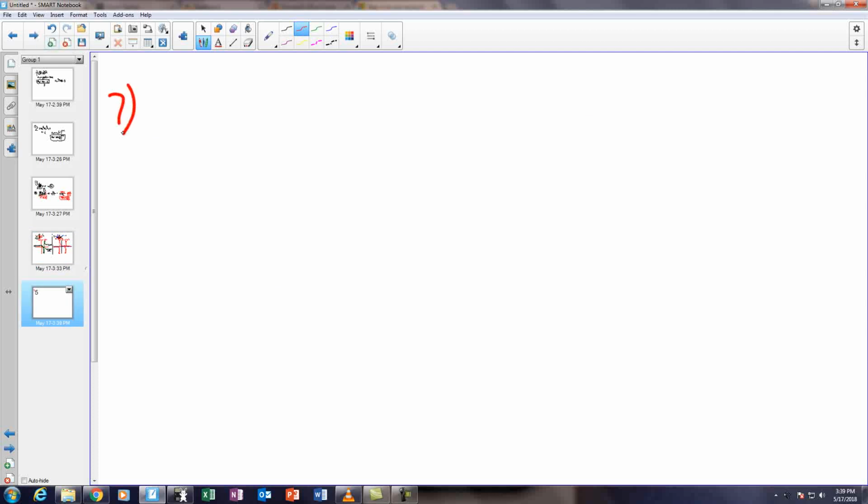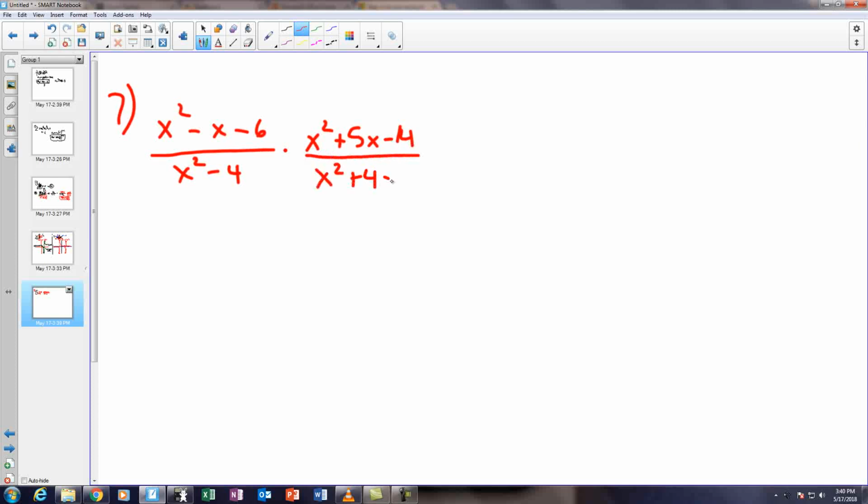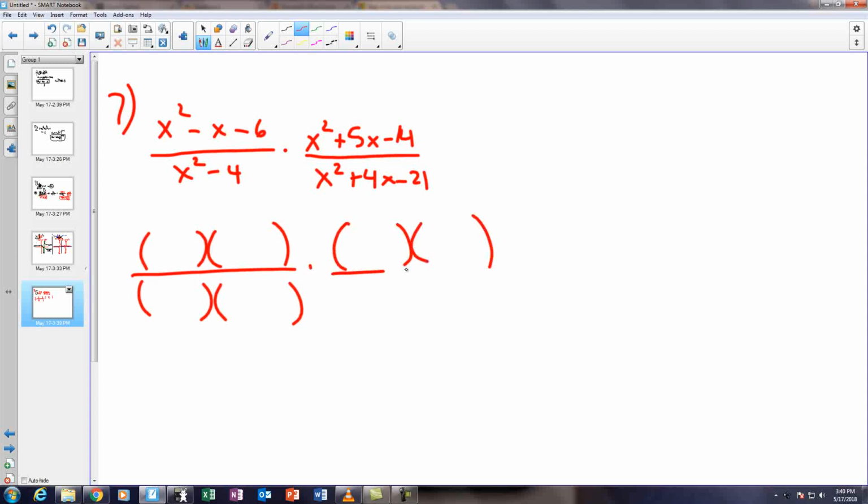7 and 8 are very similar. 7 has x squared minus x minus 6 over x squared minus 4 times x squared plus 5x minus 14 over x squared plus 4x minus 21. You see x squared, the first thing you should try to do is factor. So I'm going to factor the top and bottom of each of these as best I can and see if something cool and magical happens along the way.